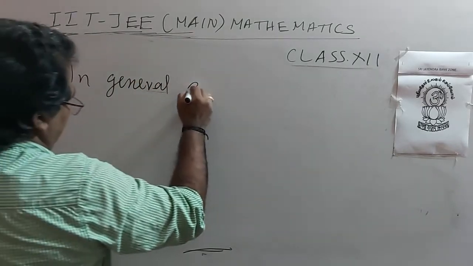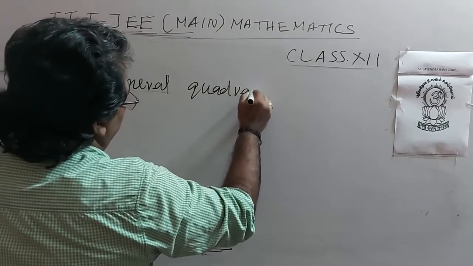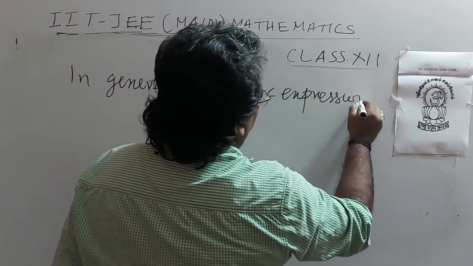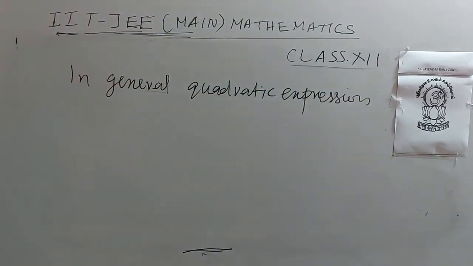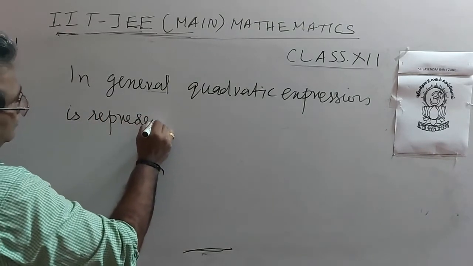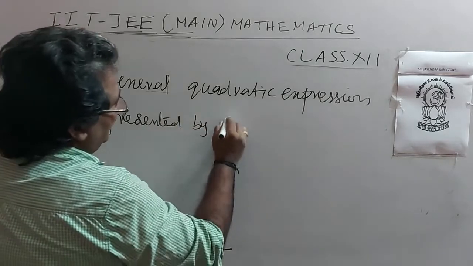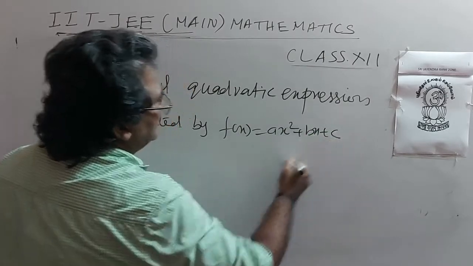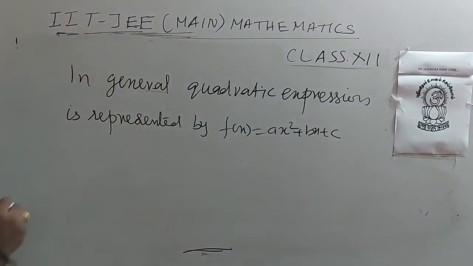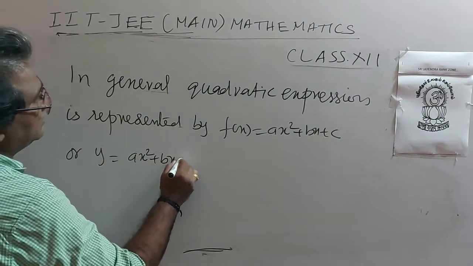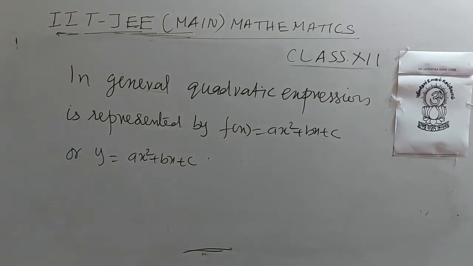In general, a quadratic expression is represented by f of x equal to ax square plus bx plus c, or y equal to ax square plus bx plus c.